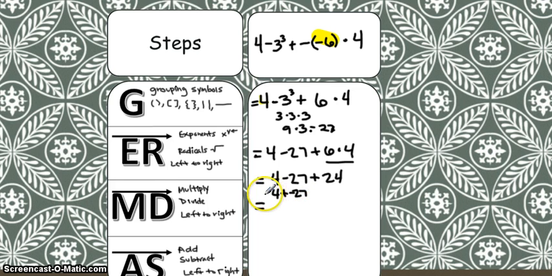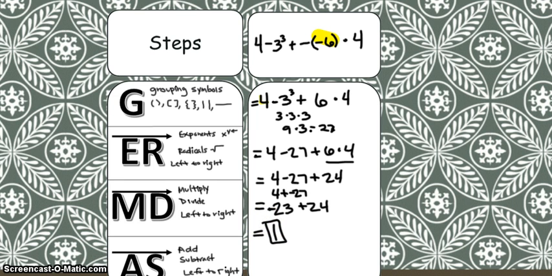When we add a positive and a negative, we subtract and keep the sign of the larger number. So 27 minus 4 is 23. Keep that sign of the larger number, which is negative, plus 24. Okay, now negative 23 plus 24, we get a positive 1.